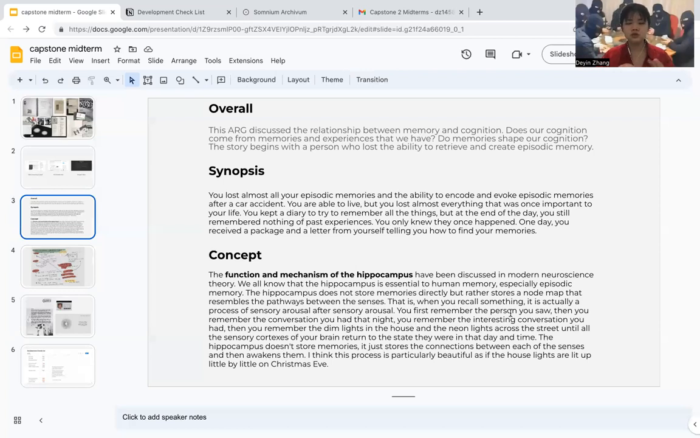The hippocampus is pretty much like a map to store the connections between your sensory cortex and your feelings. It doesn't store your memory directly, but it stores the nodes, like how they connect to each other.